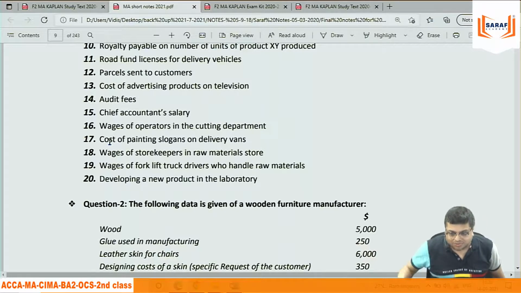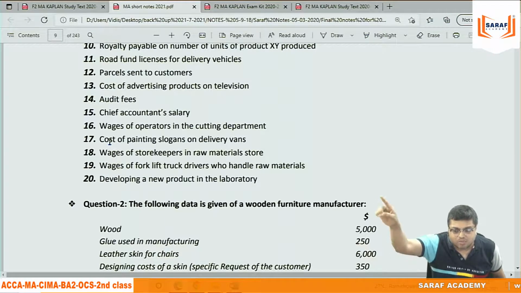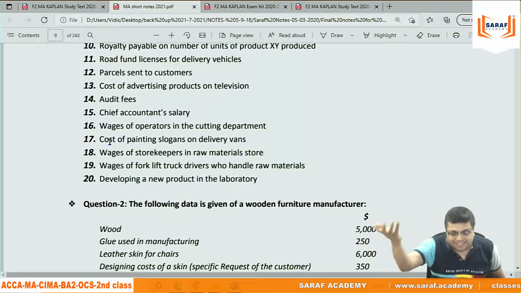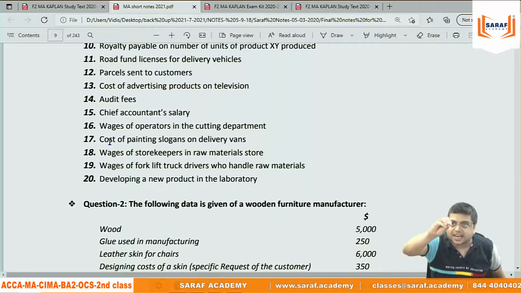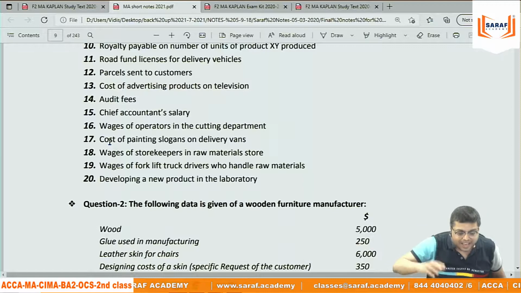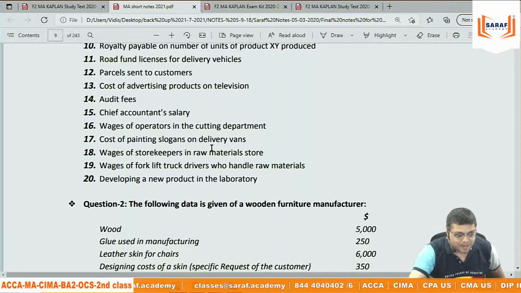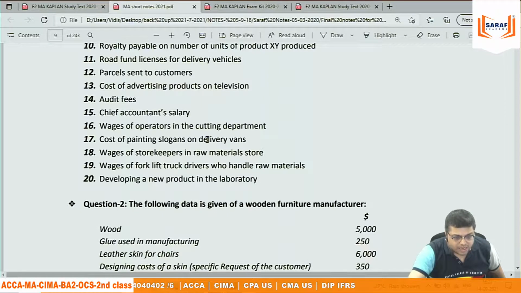If the slogans are for selling our product, now suppose you are going on the road, and on a vehicle it is written 'Evil eye people, blackened be your face', so that is not selling a product, that is distribution. But if on the trucks we are writing Saraf Academy, best training classes and all that, then it is marketing. How do I say it? So cost of painting slogans on delivery vans relating to our clothes is marketing. But if it is not relating to our clothes, then it is distribution.